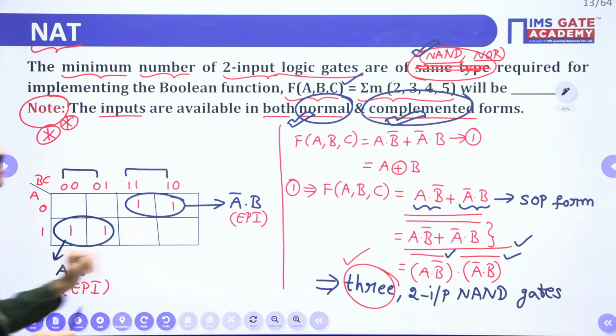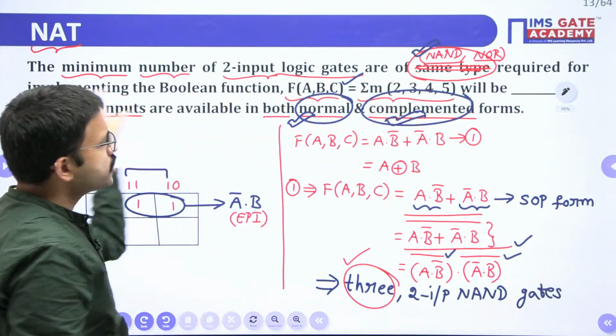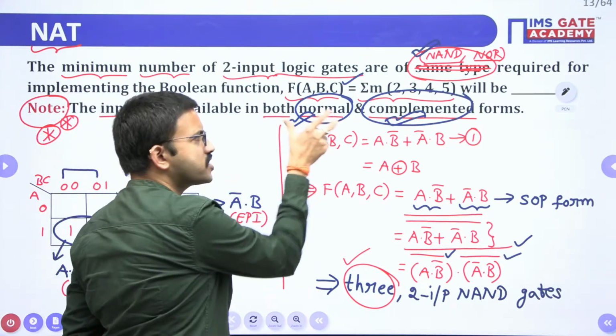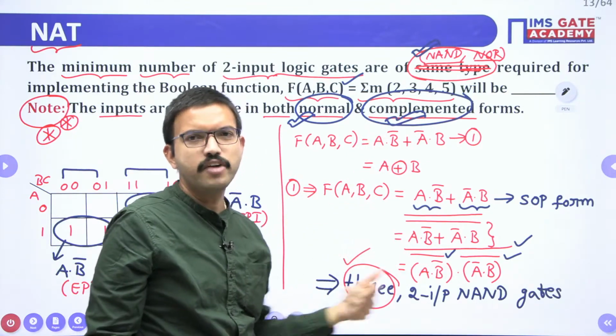But whenever they mention that only the normal inputs are available, or even if the question doesn't specify regarding the input variables, by default only the normal inputs are available. At that time, whenever you need the complement form, you have to generate it with the help of another logic gate.